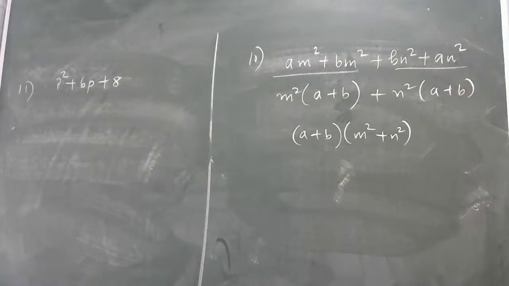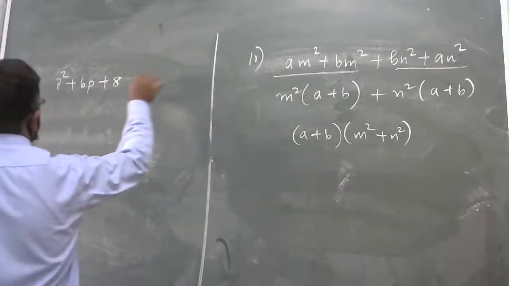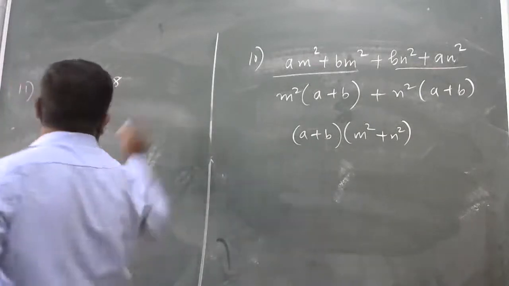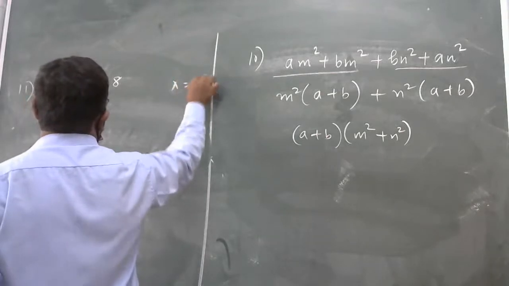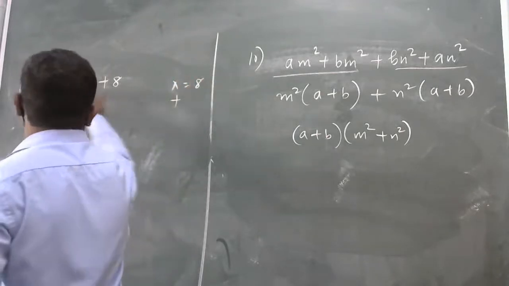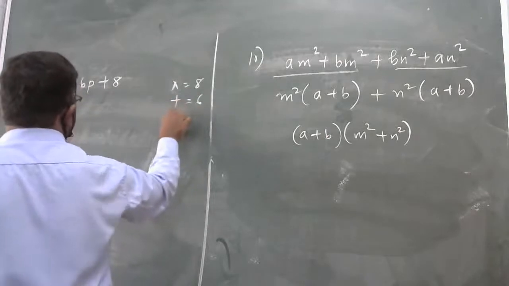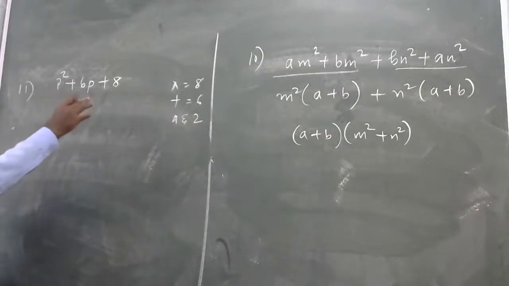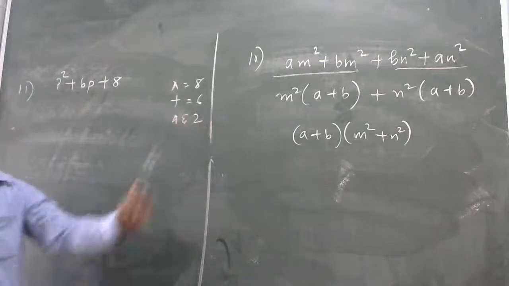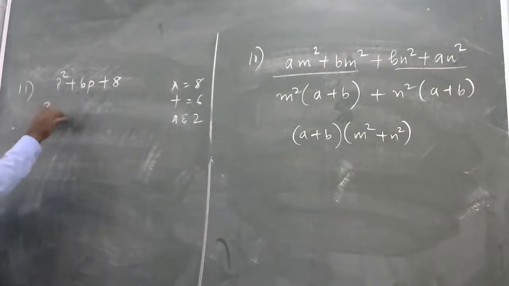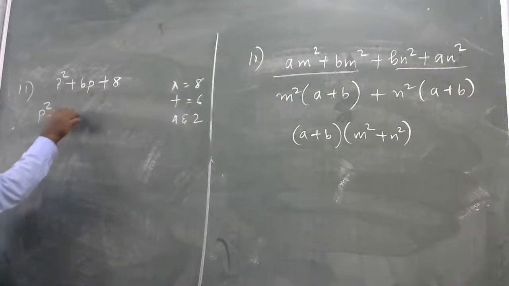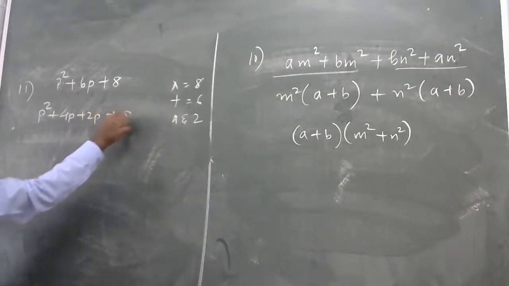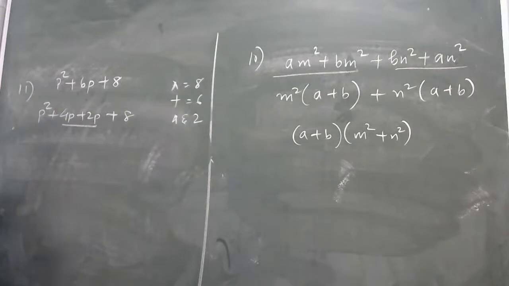So if you want to use that x plus a into x plus b identity, we have to find two numbers whose product is equal to 8 and whose sum is equal to the coefficient of the middle term. Sum should be 6. So the numbers are 4 and 2. After finding the numbers, you have to split the middle term. The middle term is 6p. 6p we can write as 4p plus 2p.